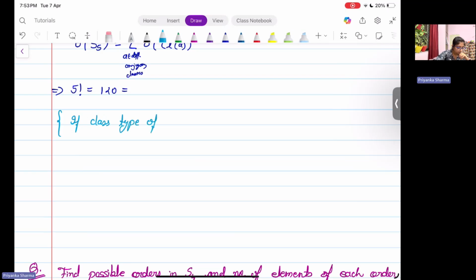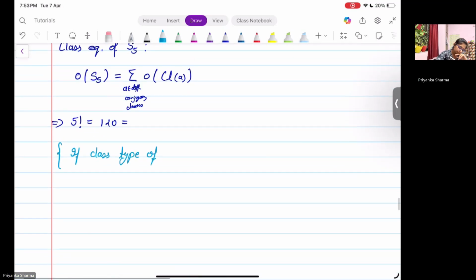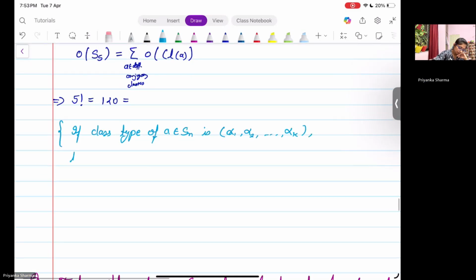Class type of some A belongs to Sn is alpha 1, alpha 2 up to alpha k, then the order of the conjugacy class of A will be factorial n divided by 1 to the power alpha 1, 2 to the power alpha 2.